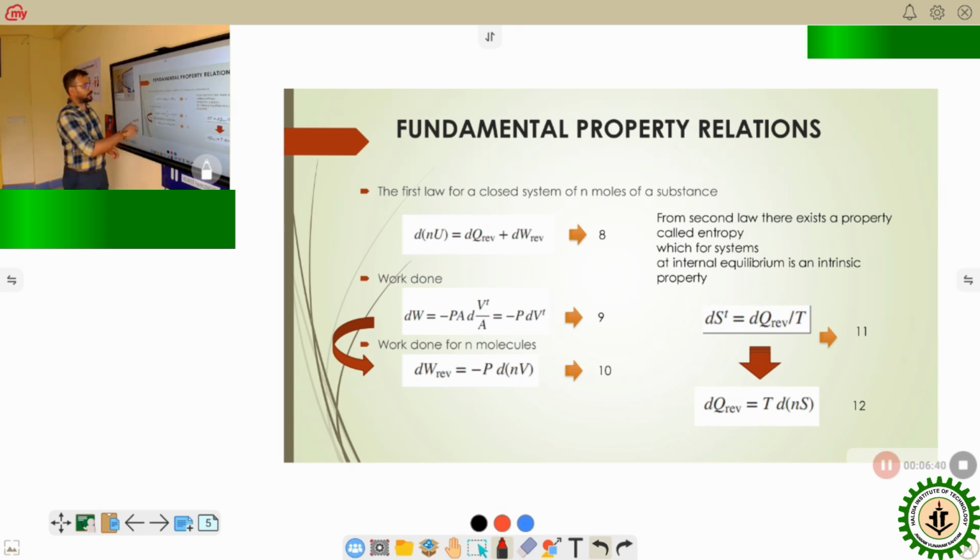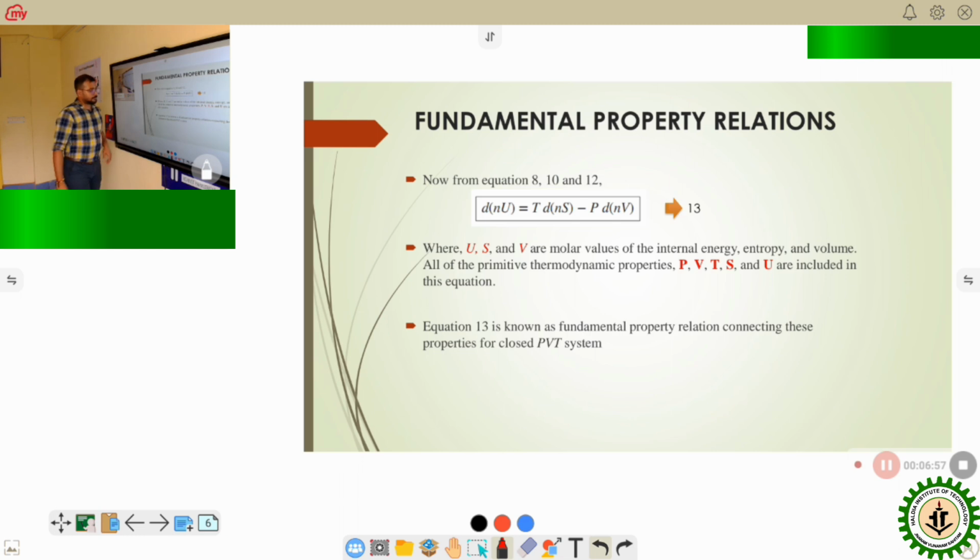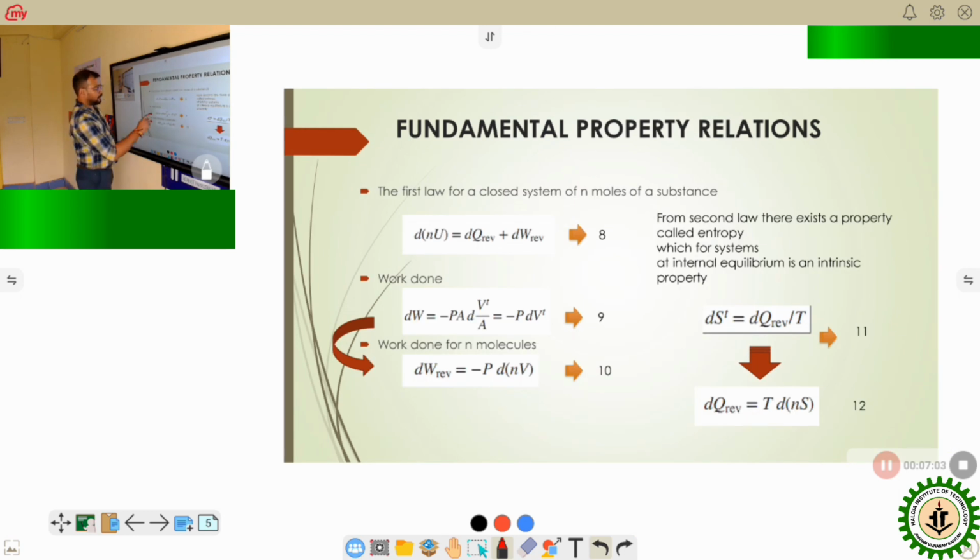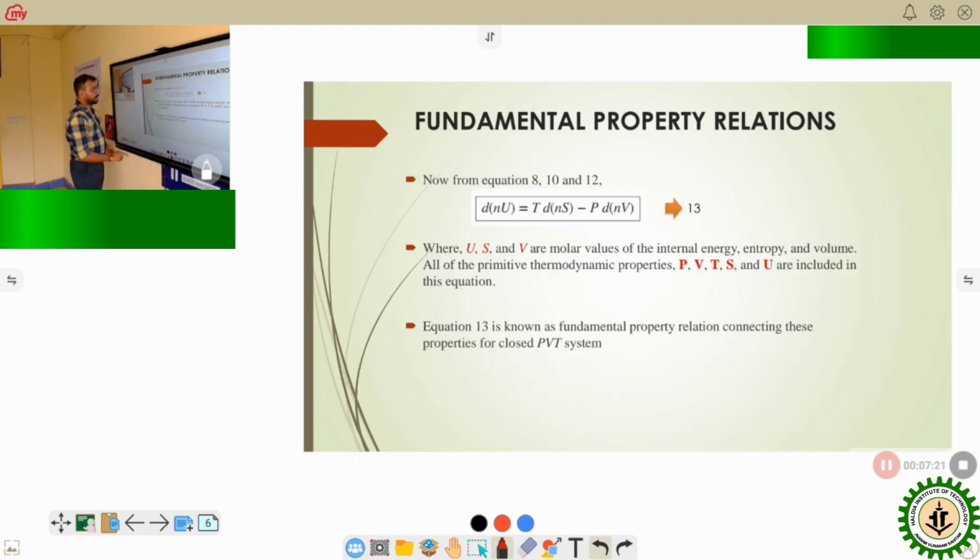So here a few derivations, or derivation by steps, are given. dU equals dQ reversible plus dW reversible, and dQ is equal to T dS. Now if we consider d(nU) equals dQ plus dW, where n is the number of moles present in the system, and dQ equals T dS or T d(nS), meaning if we replace the dQ with the help of T d(nS), then we can get that equation of the thermodynamics accordingly.